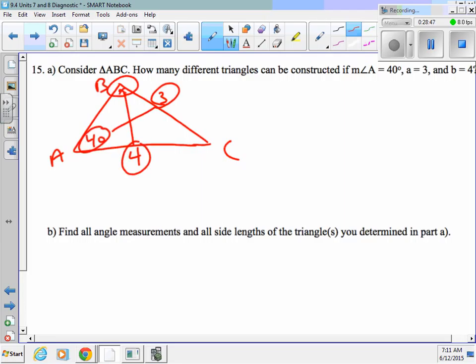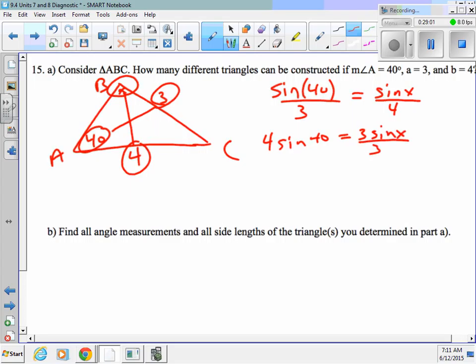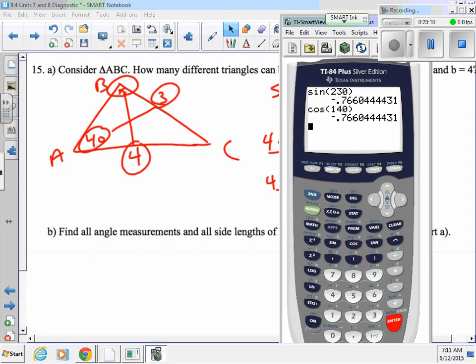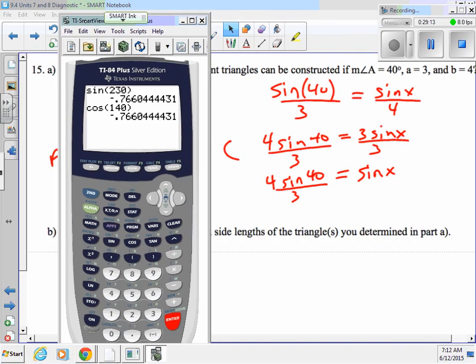I'll call this angle x. So I have sine of 40 over 3 equals sine of x over 4. So I have 4 sine 40 equals 3 sine x. Divide by 3. So sine of x could be 4 sine 40 over 3. So from that, I can actually get angle x. I can do a second sine, rather inverse sine, of 4 sine 40 over 3.